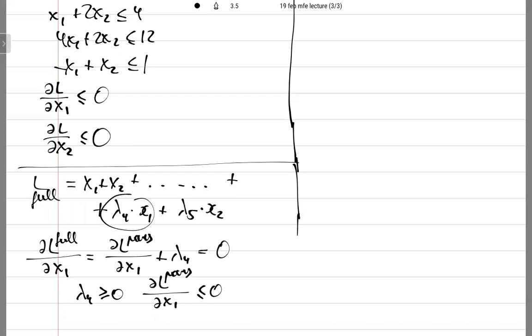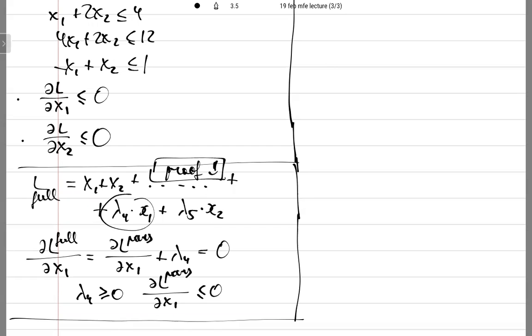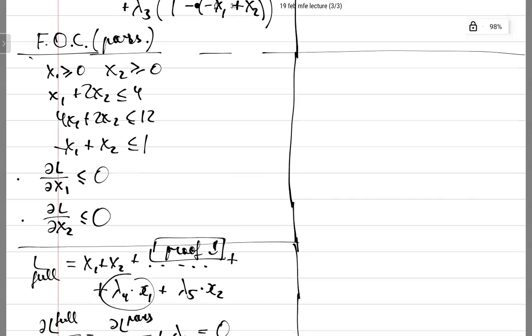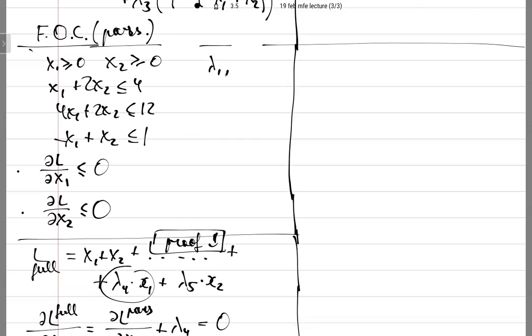Okay. Thank you. I will not work with the full version, I need the parsimonious version. So I will work with that, but that's not a motivation, it's a proof. It's an explanation why dL parsimonious with respect to dx1 is not equal to 0, but equal or less than 0. As we have mentioned already, lambda 1, lambda 2, lambda 3 are non-negative.